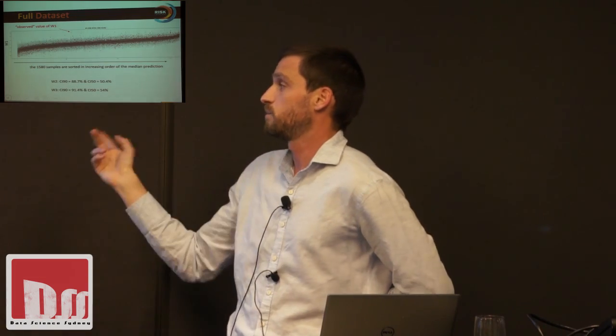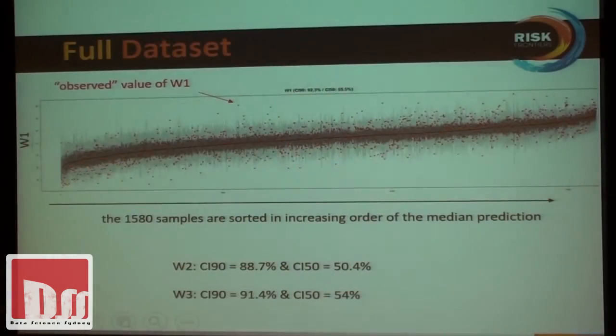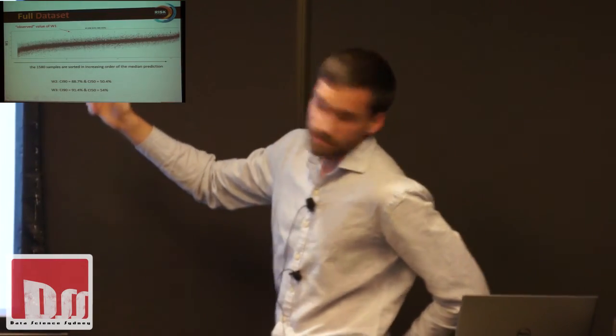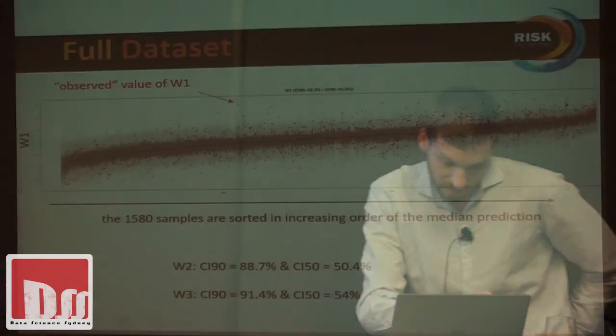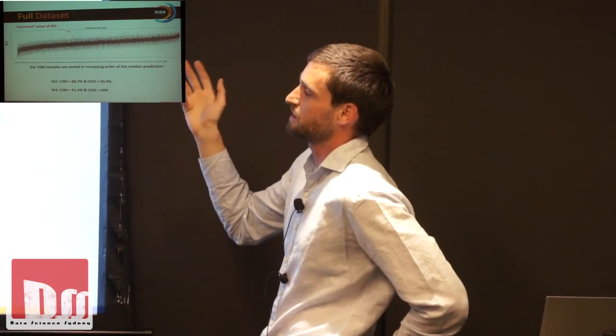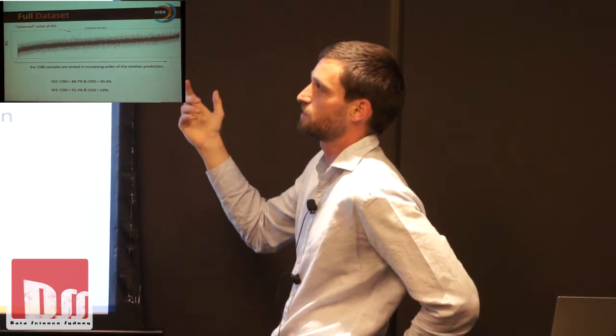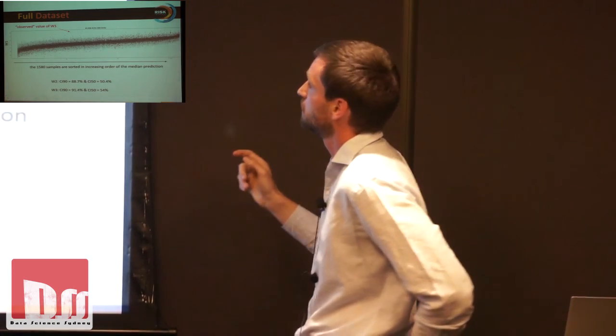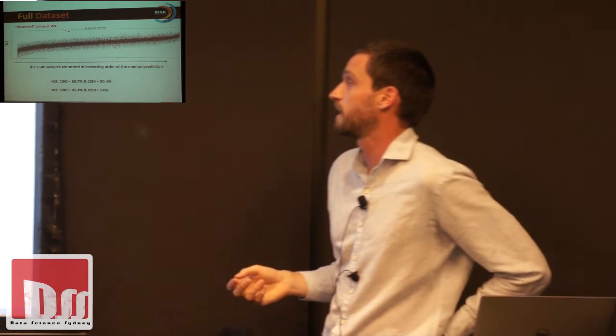And these are all the samples, ordered in increasing median prediction. But again, you have the 90% confidence interval. And the thing to take out of there is, if we look at the CI90 that I put on the top, there are 92% of the observed values that fall in the 90% prediction interval, and 55% that fall in the 50% interval. So it seems pretty satisfying in that sense.